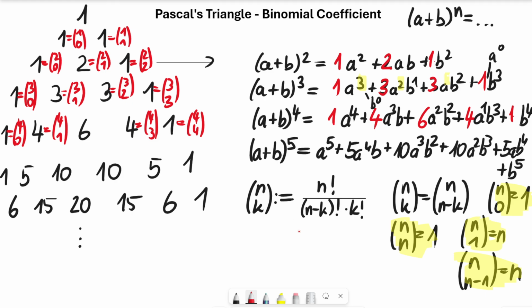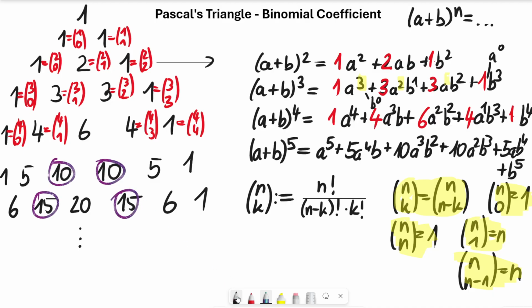And there is even one more property. This is a symmetry property. N choose k is n choose n minus k. So what do you see? They are always symmetric. 4, 4, 5, 5. Also here the 10, 10. Or 15, 15. Always symmetric.